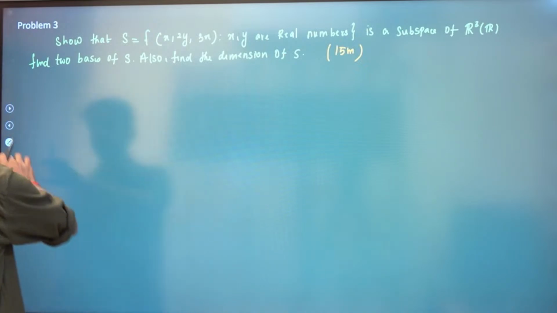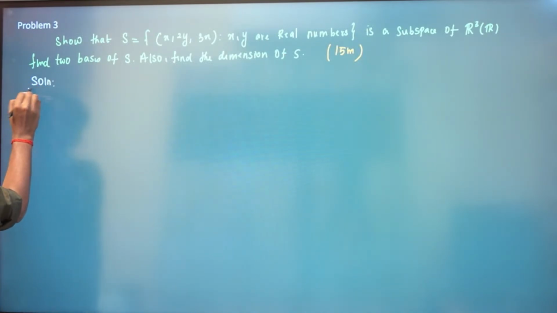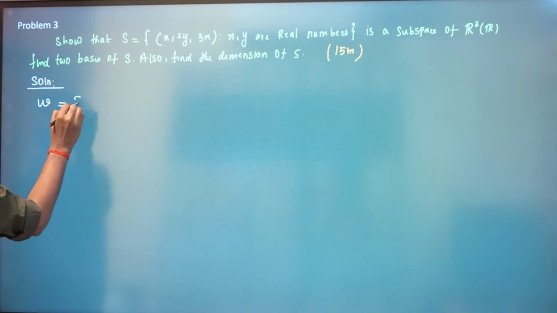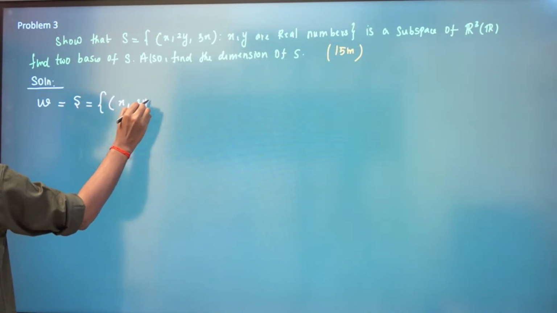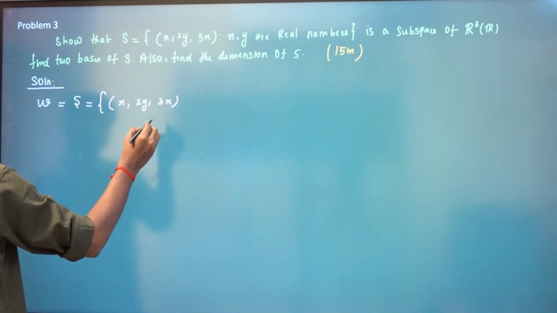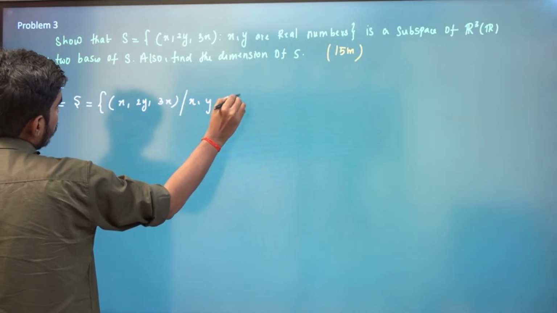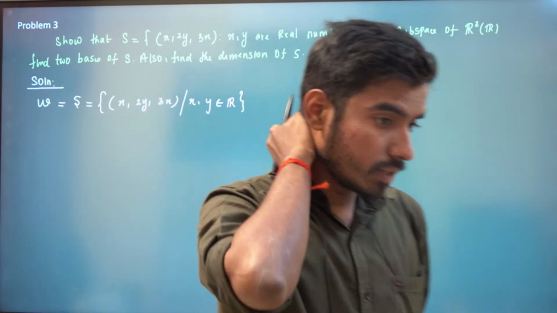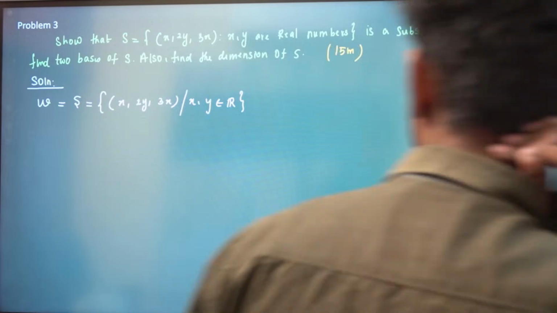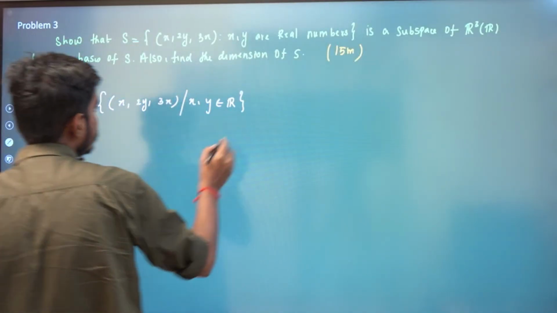Okay. So what we have to do is we need to show that the set S is a subspace, right? So let us call W equal to S, and the elements of S are given in the form (x, 2y, 3x), where x, y belong to the real numbers. So every element in our set is of the form (x, 2y, 3x). Now we need to show this is a subspace. So what is the definition of subspace?